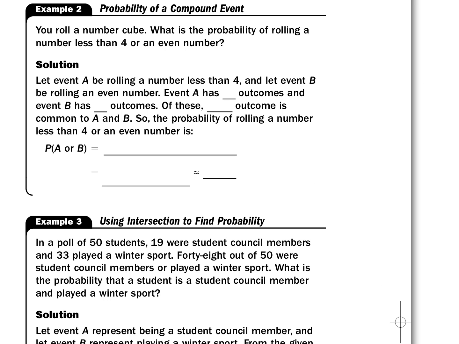Now, the probability of a compound event where we don't have mutually exclusive events. In this case, we're rolling a number cube again. What is the probability of rolling a number less than 4 or an even number? So I need to take into consideration, rolling a number less than 4. Well, I have three possibilities. I could roll a 1, a 2, or a 3. Or an even number. Well, my even possibilities are 2, 4, and 6.